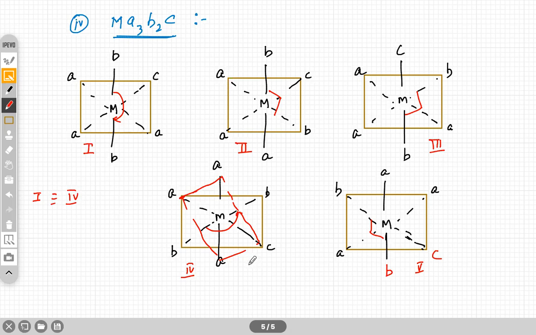3A and 1C, we cannot draw it here. Right. First and fourth are same. If you look at this one, 2A, 1B and 1C. Okay. So we can have 2A, 1B and 1C.